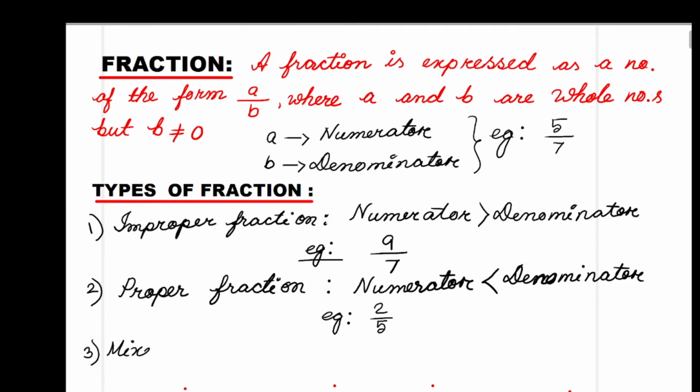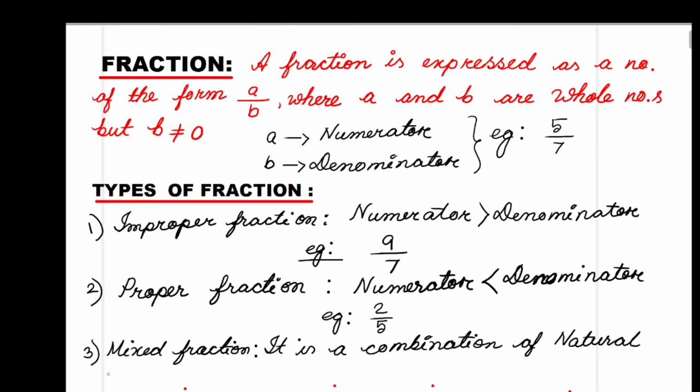Similarly, the third one is mixed fraction. A mixed fraction is expressed as a combination of a natural number and a proper fraction. So for example, 2 1 by 3. Here 2 is a natural number, 1 by 3 is a proper fraction. In this video, we will discuss only the concept. First, we have to clear our concept, then only we go through the exercise.